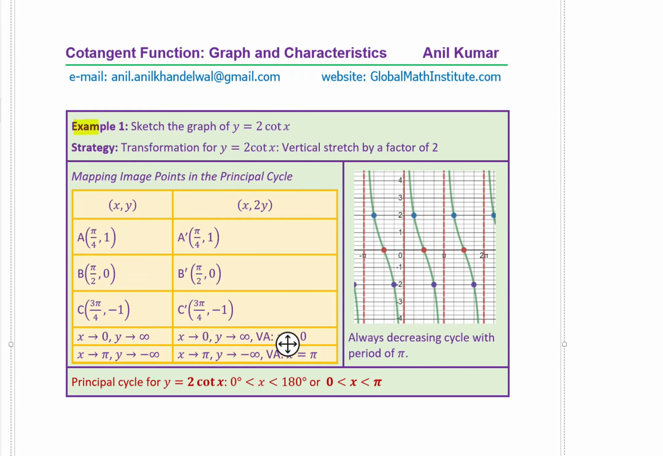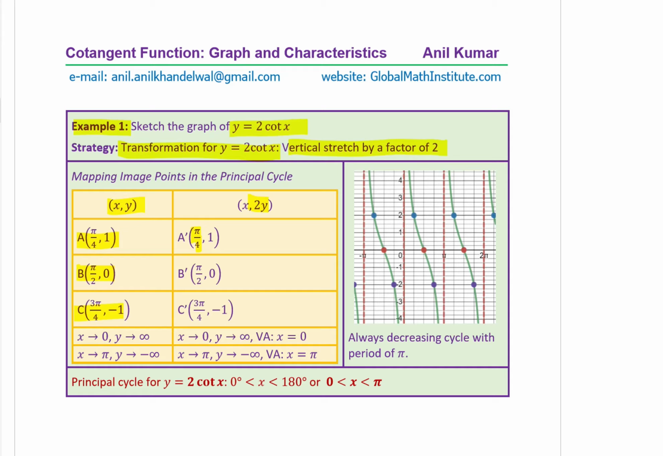The very first example here is to sketch the graph of y equals 2 times the cotangent function. So basically, it is a vertical stretch by a factor of 2. So the transformation here is vertical stretch by a factor of 2. If you consider these standard points, as I was saying, A, B, and C, the key points, which are pi by 4, 1, pi by 2, 0, and 3 pi by 4, minus 1, then the y values will really get doubled up. The x values remain the same.